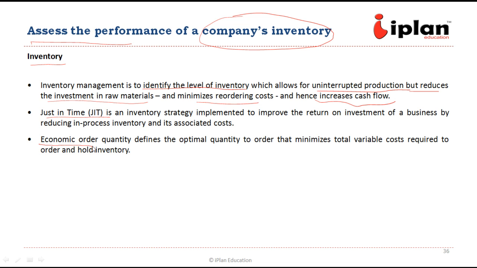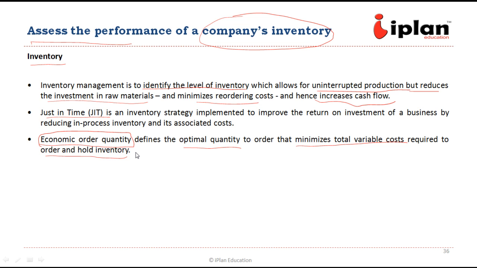And finally, we have the concept of economic order quantity. This is the quantity which is optimal in order to minimize the variable cost so that we are not producing extra and we are able to hold sufficient inventory so that we can cater to expected orders in time.